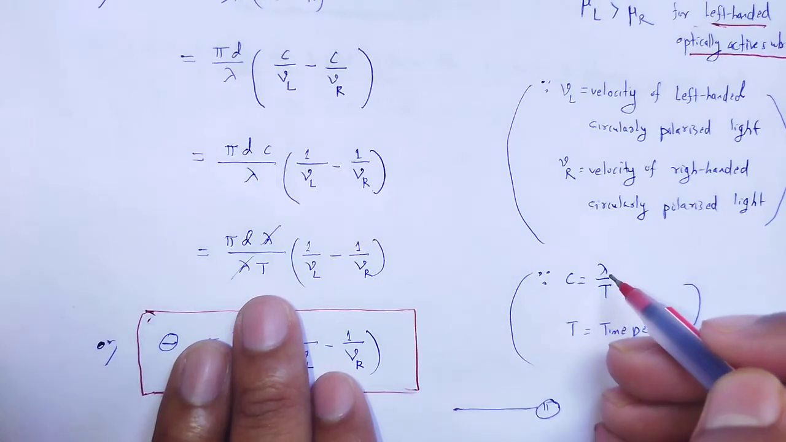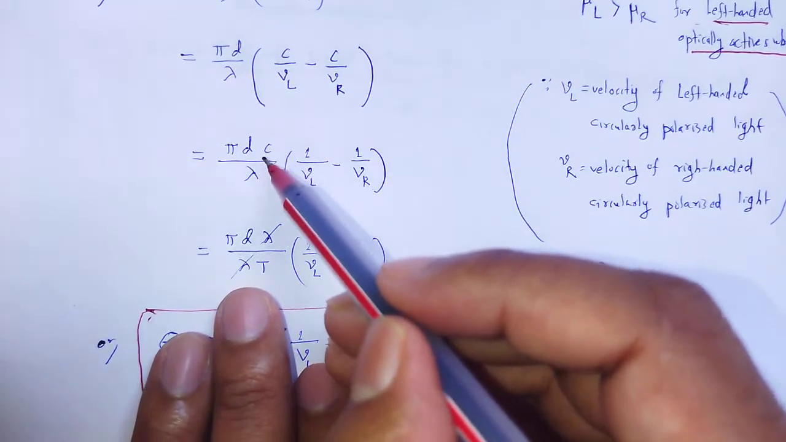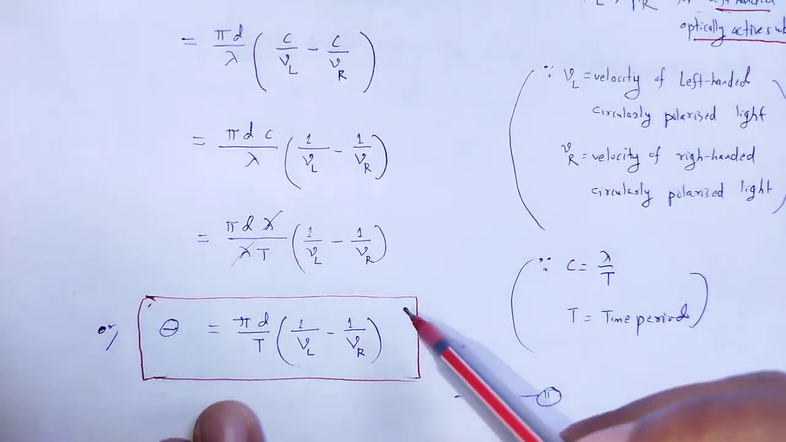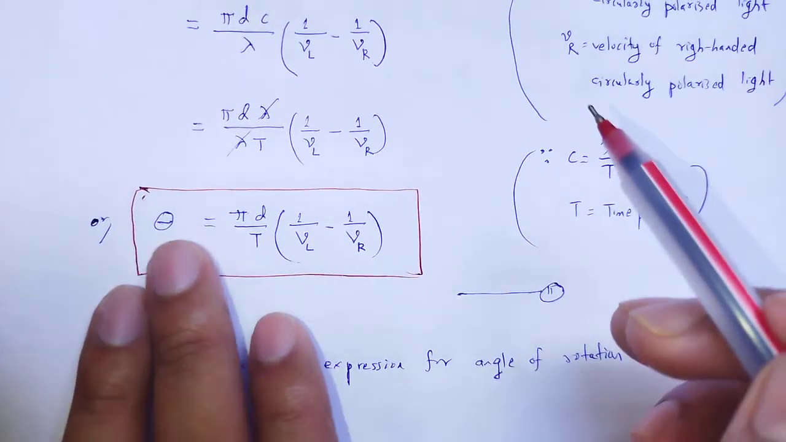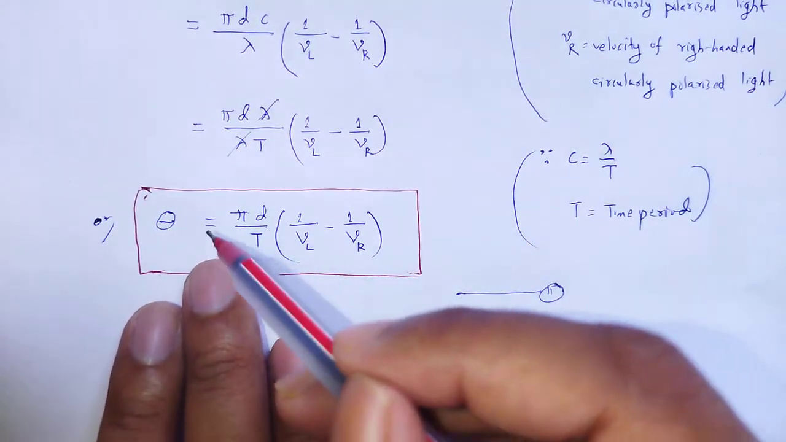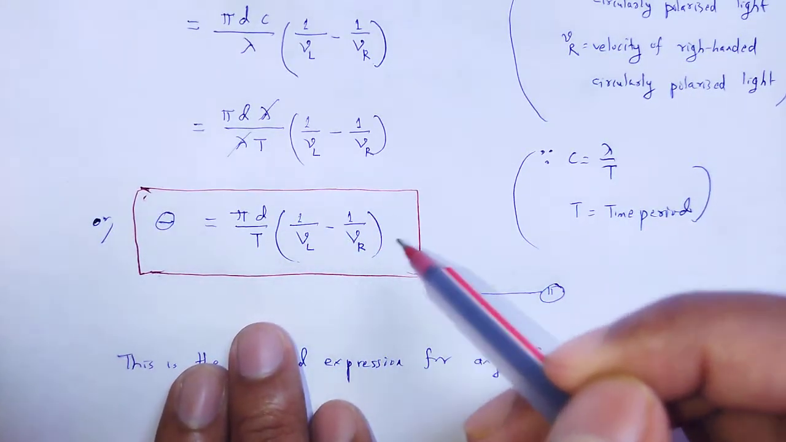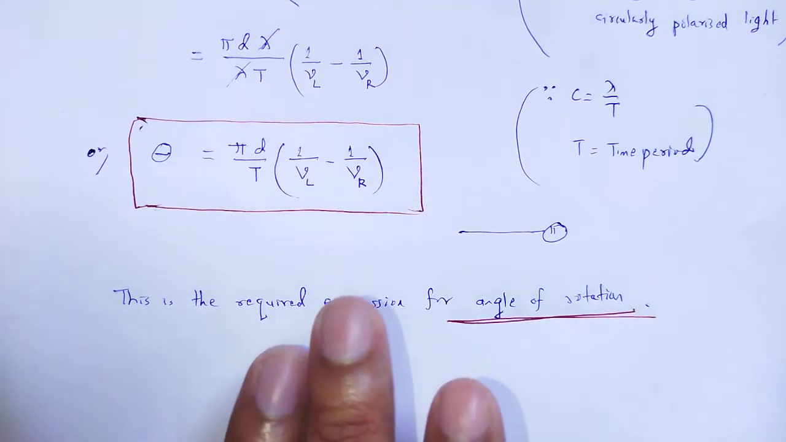So C is equal to lambda by T, where T represents the time period. In the expression, we substitute lambda by T for C. So lambda and lambda cancel out, and finally the expression for angle of rotation is evaluated as theta is equal to pi d divided by T, in brackets 1 by VL minus 1 by VR. This is the required expression for angle of rotation.